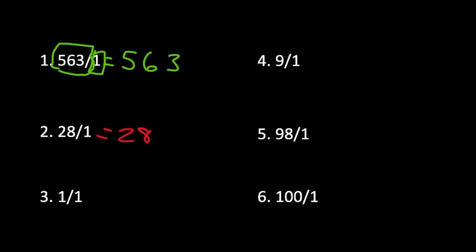And now 1 divided by 1 would equal 1. Then we have 9 divided by 1. So any number divided by 1 equals that number, so it would equal 9. And then 98 divided by 1, I would say equals 98, because any number divided by 1 equals that number. Then 100 divided by 1, you might think it's so hard, but it's as simple as that: any number divided by 1 equals that number. So 100 divided by 1 equals 100.